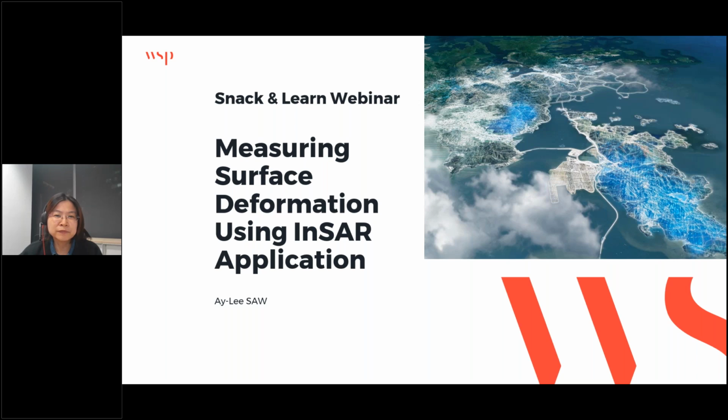Our teams are involved in feasibility studies, construction design support, and also expert witness work for various infrastructure projects. Our teams always strive for innovation in delivering our professional service. So today I would like to take this opportunity to share with you our current explorations in measuring surface deformation using InSAR applications.